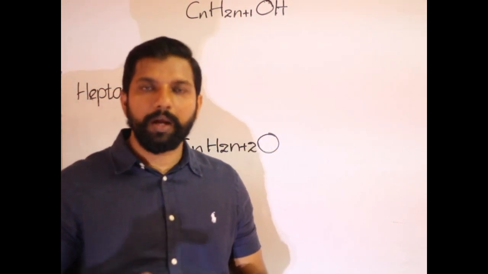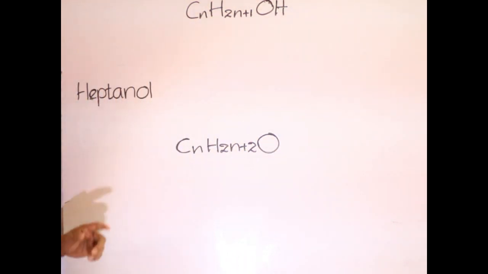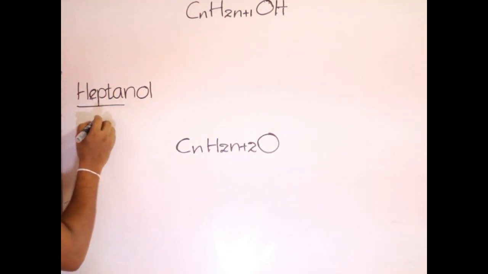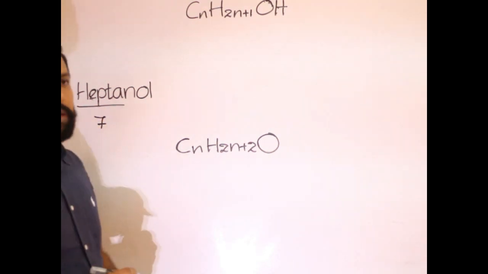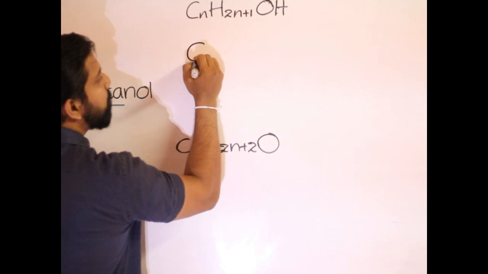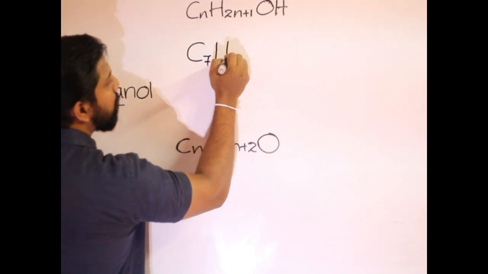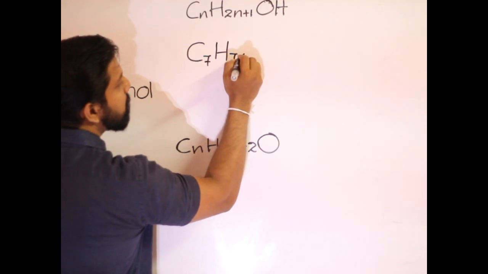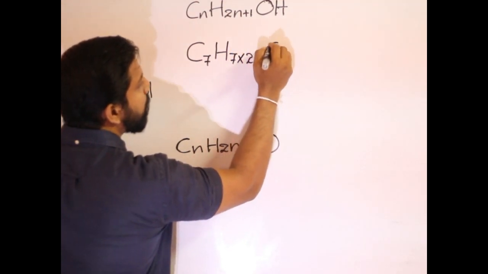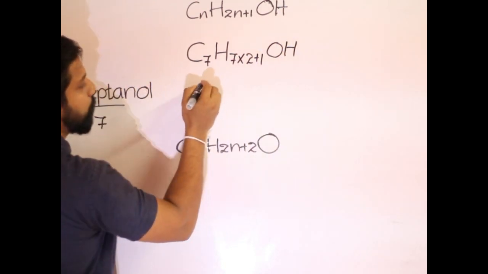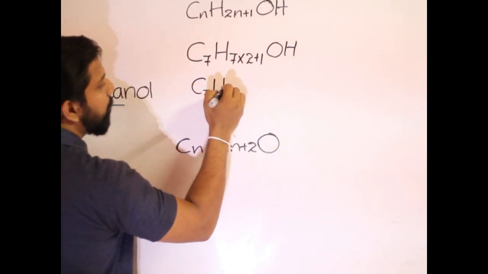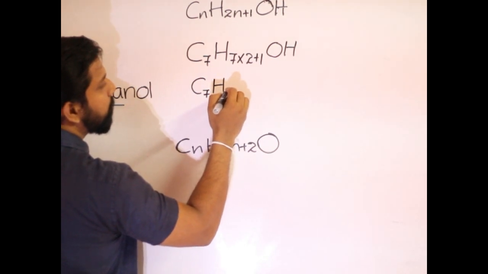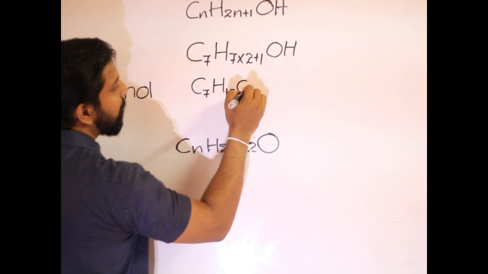Let's use the general formulae of alcohols to write the formula of another alcohol. Suppose you are given heptanol to write. You know heptanol means it has 7 carbon atoms. So what we can do is substitute 7 here. Then the number of hydrogens will be 7 into 2 plus 1, with the OH. So you can write the simplified formula C7H15OH.